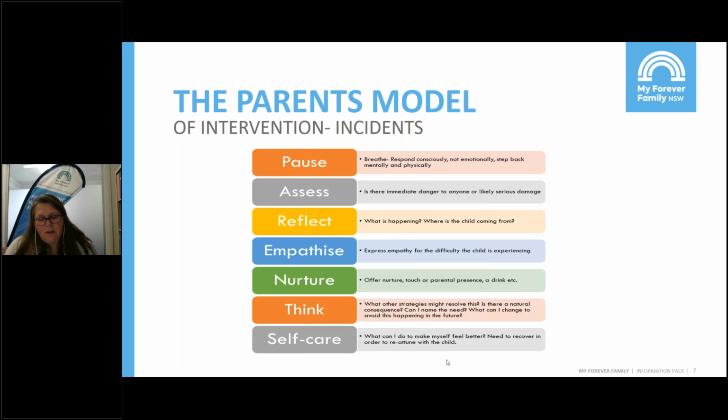And then, what can I do to make myself feel better? Because you need to recover in order to reattune with the child, because we're not saints. We can't live in this space and respond perfectly to everything 24/7. You need to look after yourself in that space to be able to respond in a way that is useful for the child, but also take care of yourself, because if it's something that's affected you personally, then you need to be able to do that in your own space.